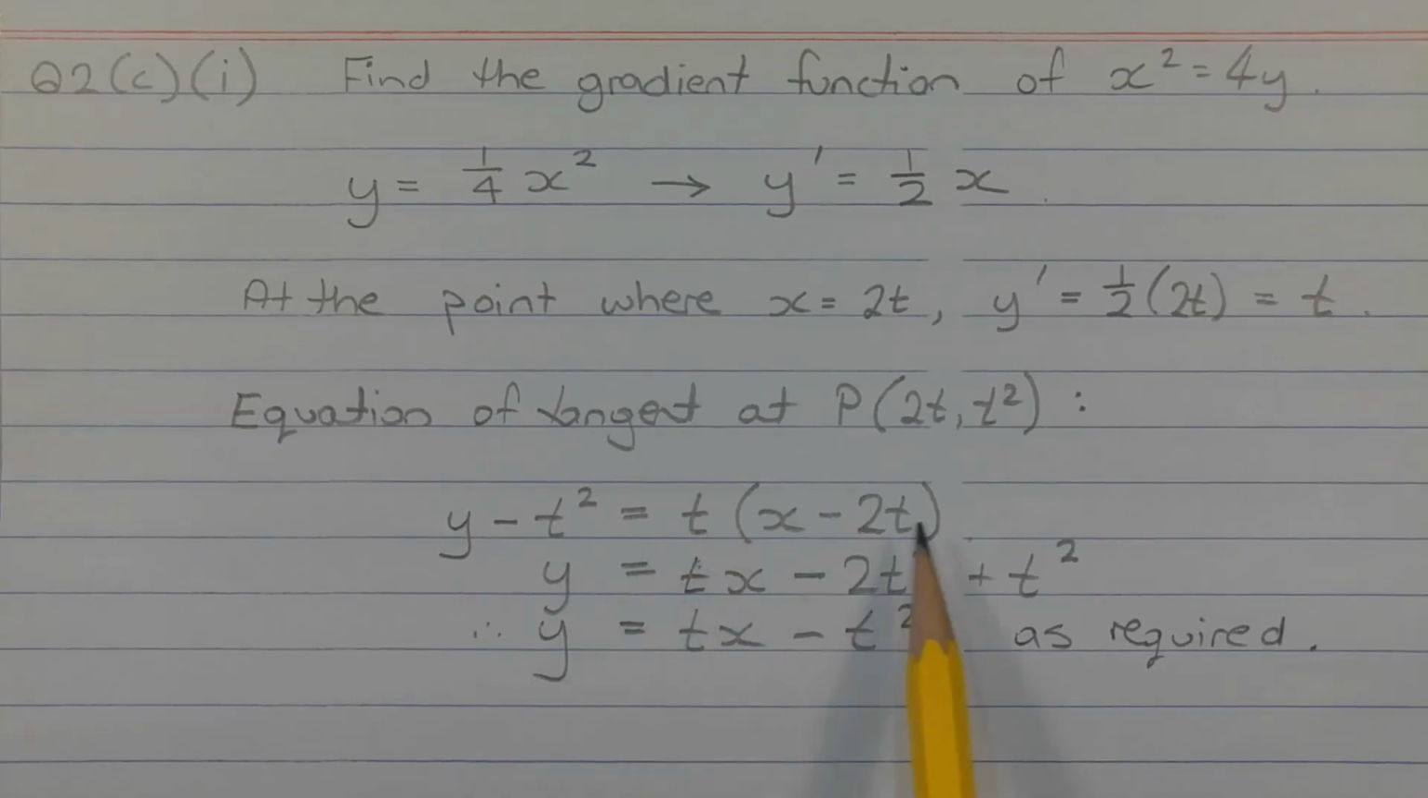Now I'm going to expand the brackets on the right hand side and move the negative t squared over to the right hand side at the same time, and we get y is equal to tx minus 2t squared plus t squared. We can combine like terms here, so we'll end up with negative t squared. Therefore, y is equal to tx minus t squared, as required.